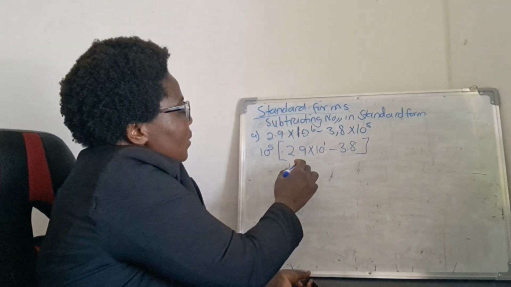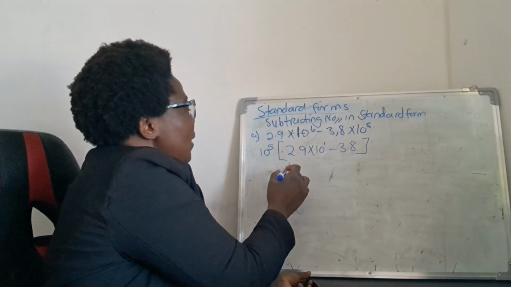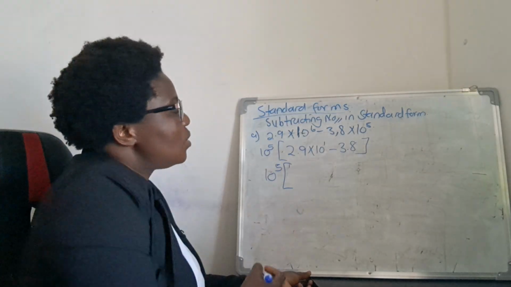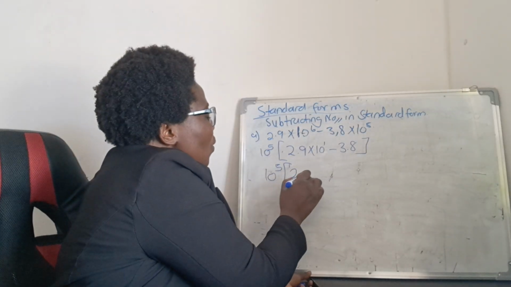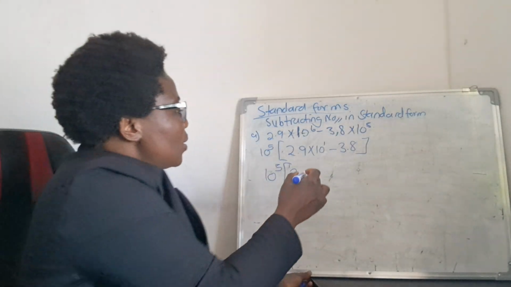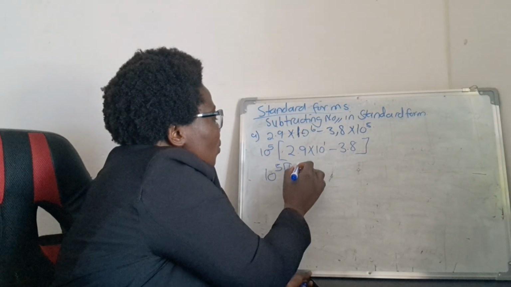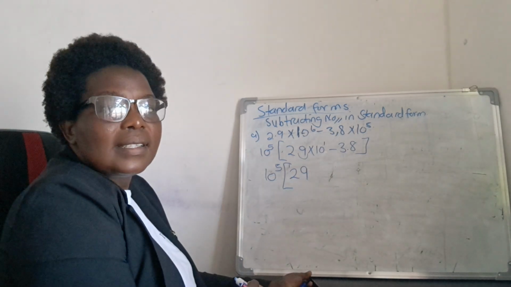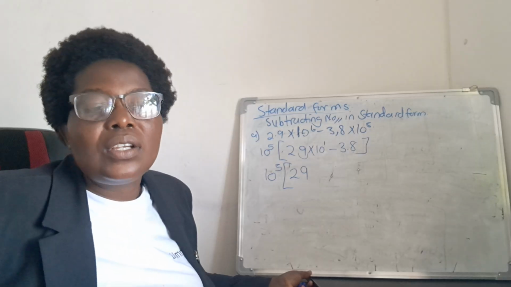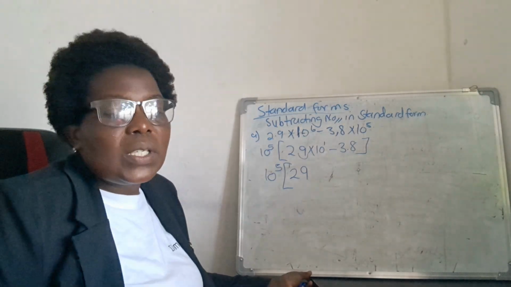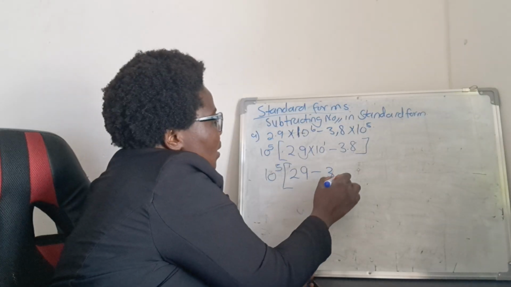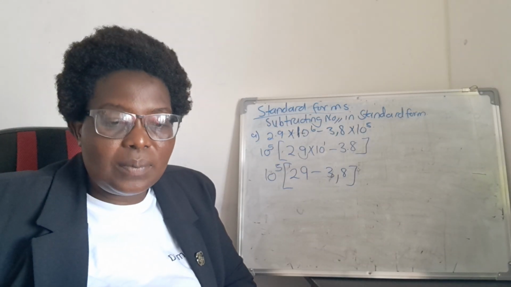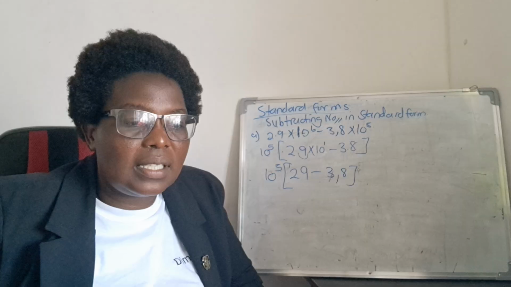And then we have 2.9 times 10 to the power of 1. Then, of course, you need to simplify that. So in short, we need to multiply that by 10. How many numbers do we need after the comma? We just need 1. So this is going to be 29, or else 29.0. So therefore we can say 29 minus 3.8. Then let's simplify this using our calculator.